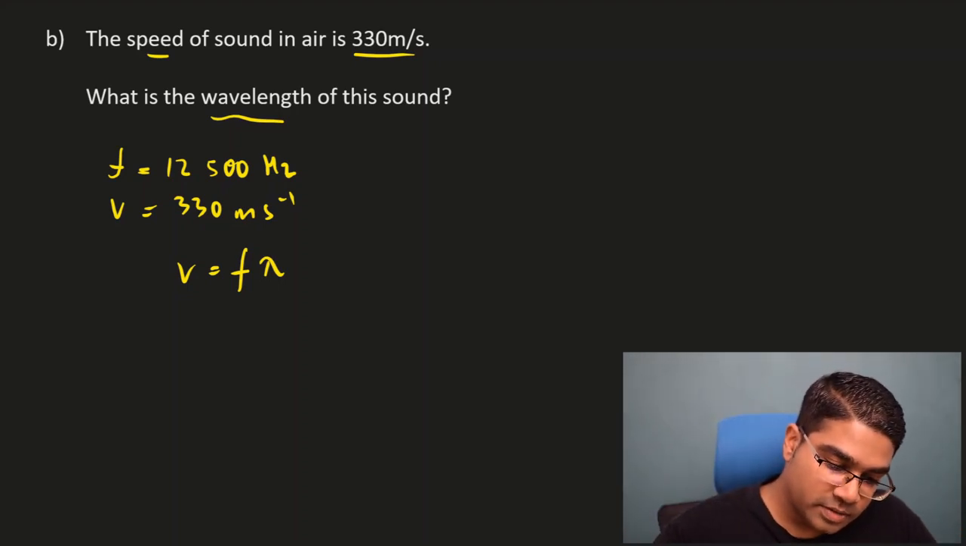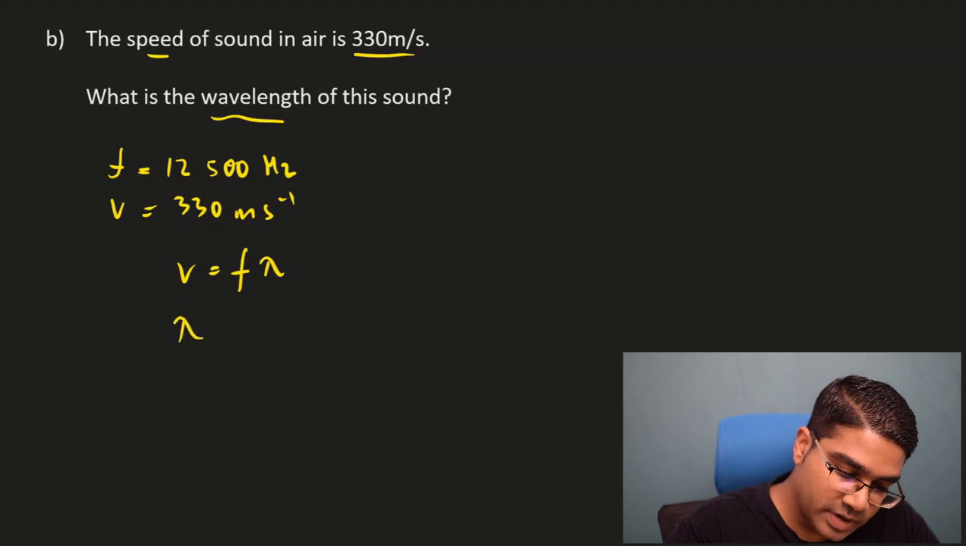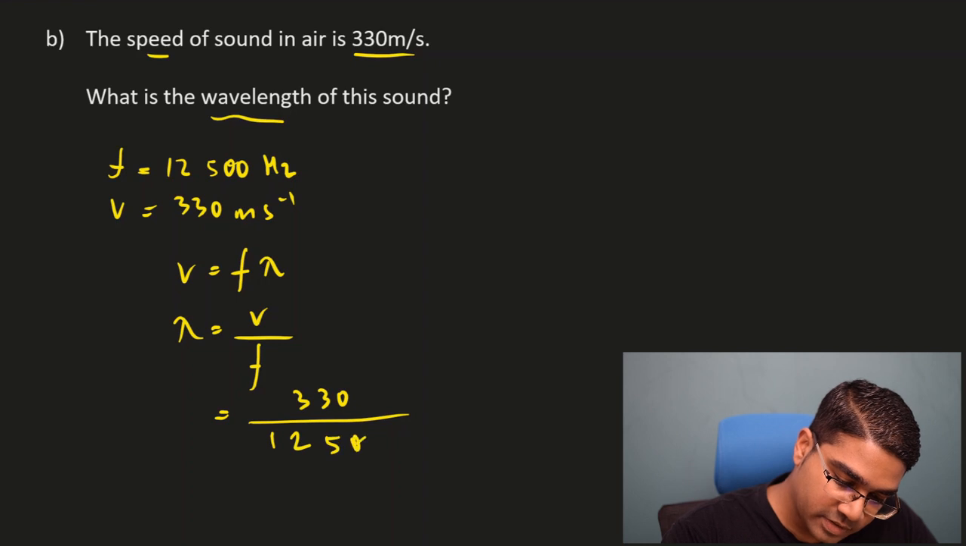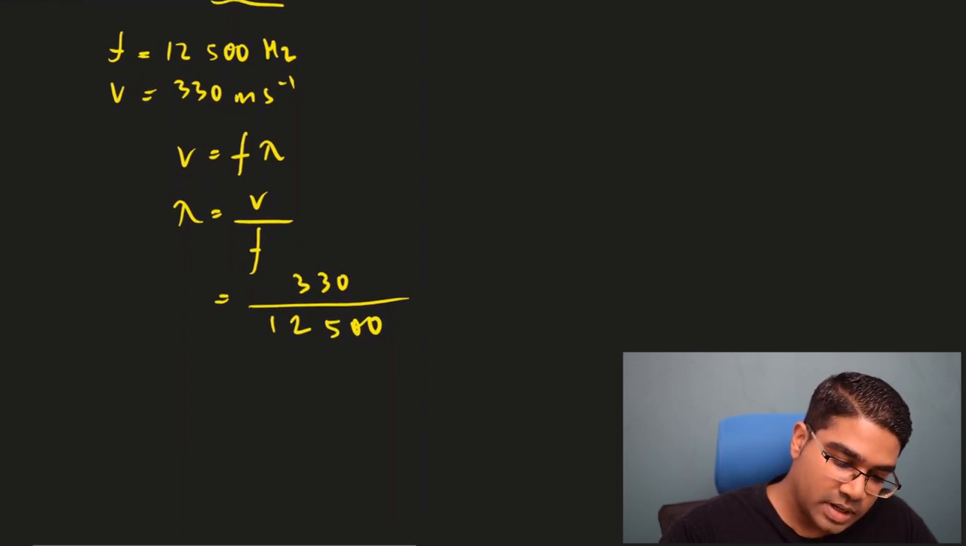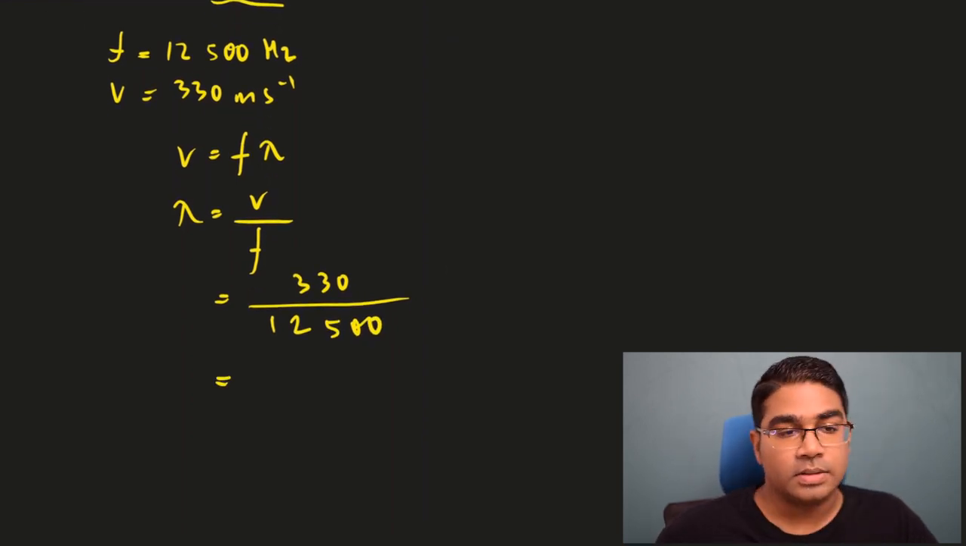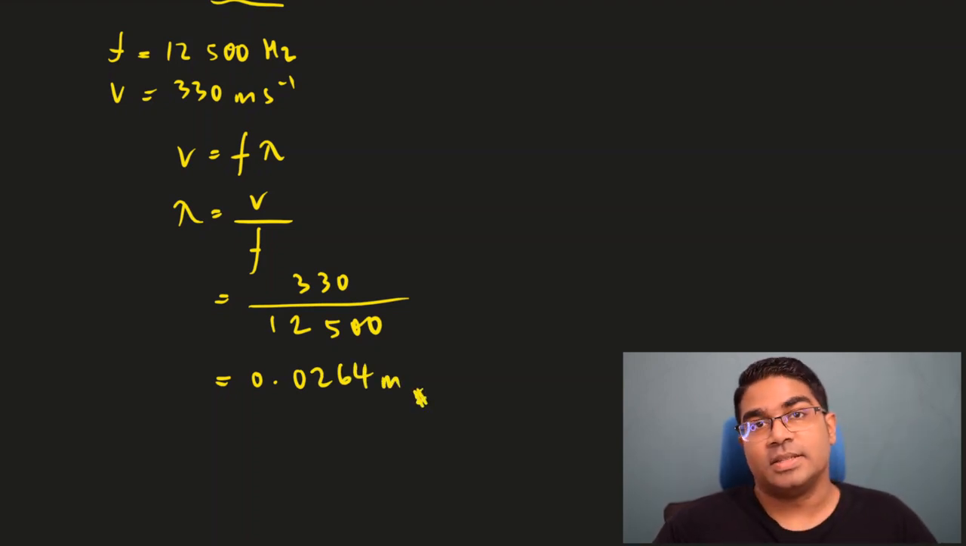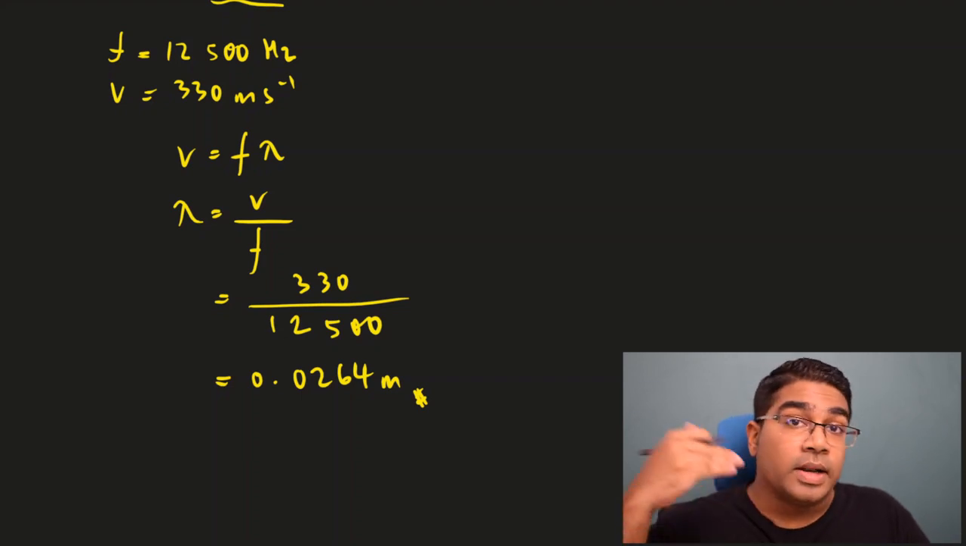Now we want to find the wavelength. Lambda is the wavelength, so rearrange with lambda as the subject. Lambda is V over F. This will be equal to the speed, 330, divided by F, 12,500 Hertz. Just use your calculator and you will get 0.0264 meters. This is the wavelength. Now let's go on to the next question.